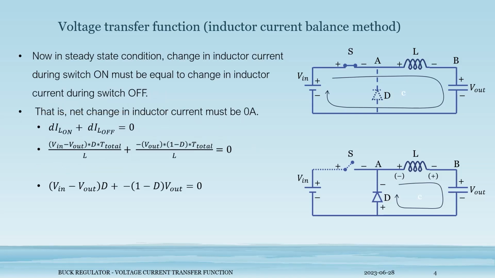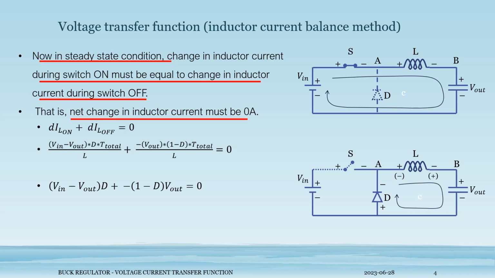For an inductor current in steady state, the change in inductor current during switch turn on must be equal to the change in inductor current during switch turn off. This means that the net change in inductor current is equal to 0 amps. That means ΔIL on plus ΔIL off is equal to 0. This is called the inductor current balance.